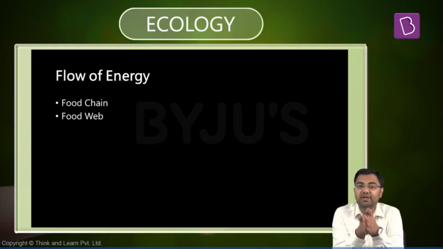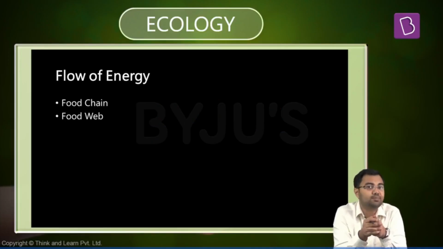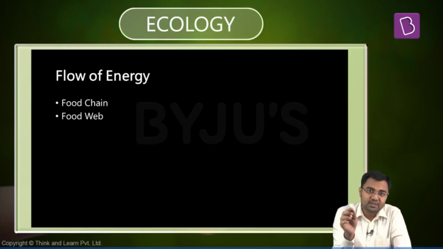Now in this part, we'll try to understand how exactly the flow of energy and flow of matter happens in this ecosystem. Because once you know how exactly the flow of energy and matter happens in an ecosystem, only then will you be able to understand how this ecosystem is able to survive. Because survival will not happen if the flow of energy or flow of matter is not happening. So this is what we'll discuss.